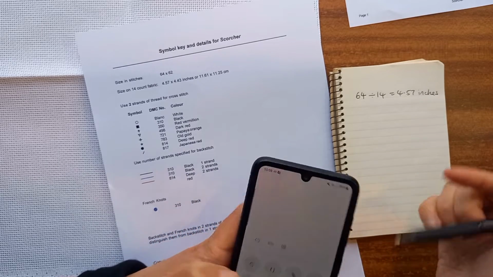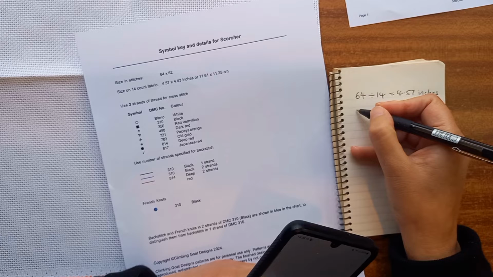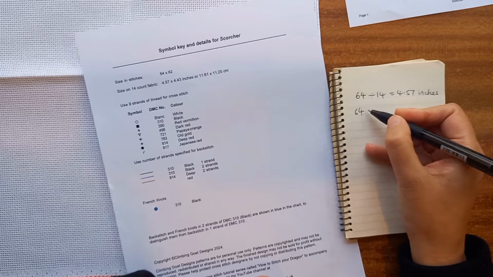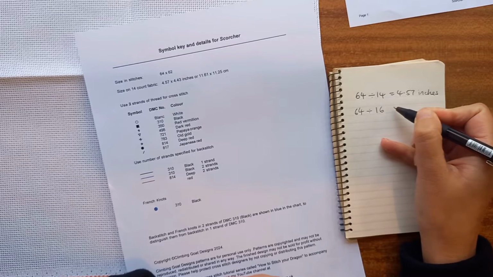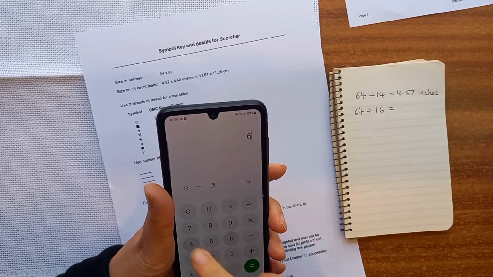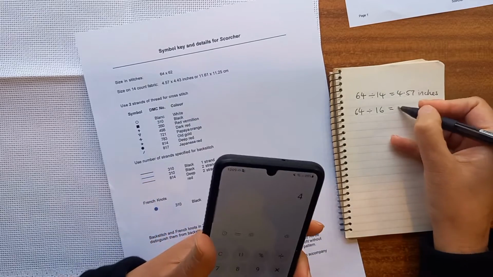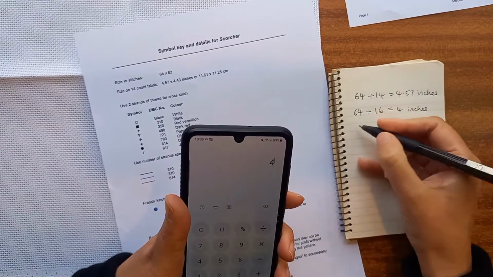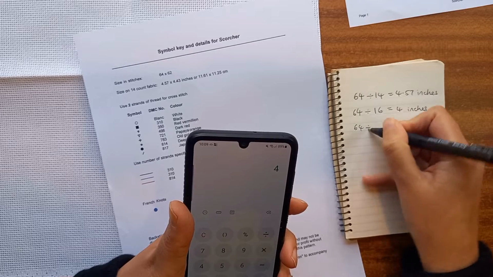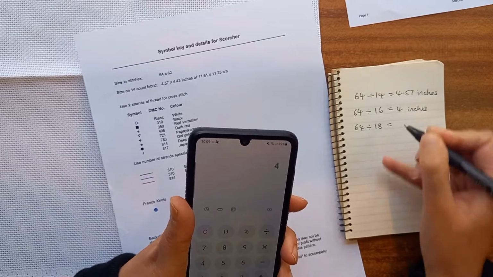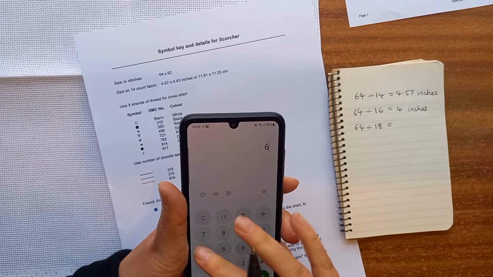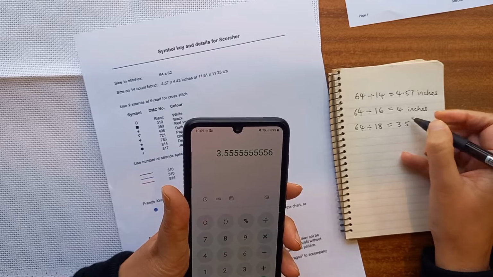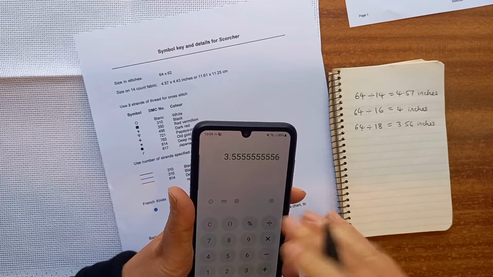So if we were using 16 count fabric, then we would take 64, the width in stitches, and divide it by 16. Here we are, 64 divided by 16, and that's going to be exactly 4 inches wide. And if we take 18 count fabric, which is small squares, not suitable for a beginner, then just take 64 divided by 18 and you get 3.56 inches. So it really is that simple.